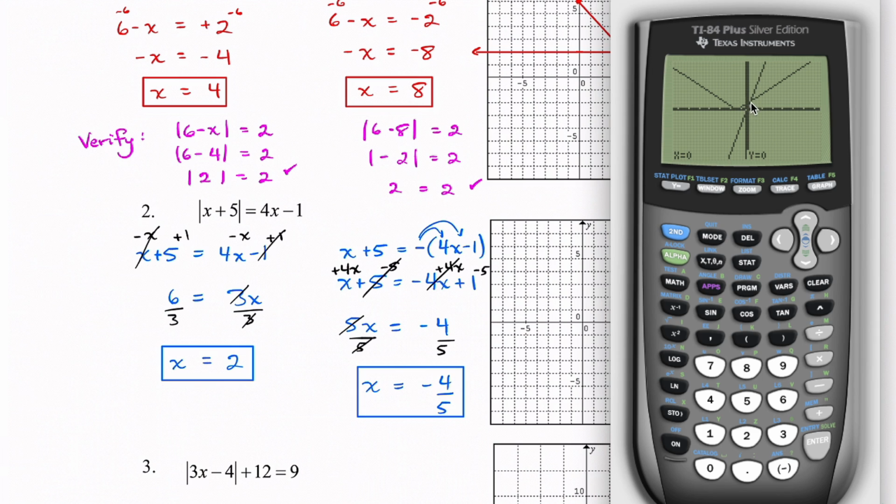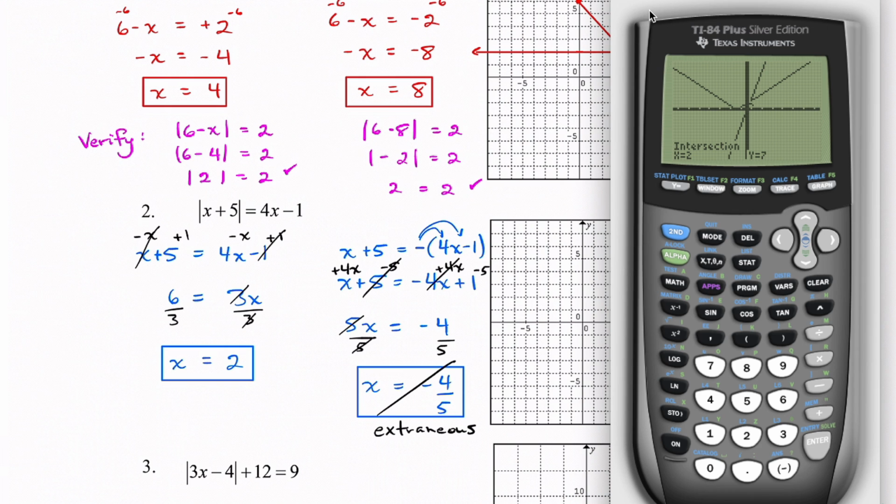So let's find what this point is here. We'll go second, trace, intersect is number 5. This is where they cross. And then you can click enter, enter, enter. It'll find the closest point. So enter, enter, enter. And we get x equals 2. So that crosses at 2. So that is this answer here. So this one we're going to have to cross out and say that that is extraneous.